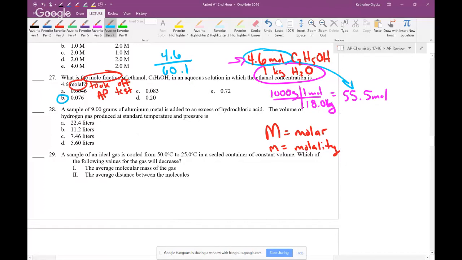And you get B, but you definitely need to know how to do mole fraction. You just don't have to know what molal means. They would give you more of this instead. Okay. Can we do 30?